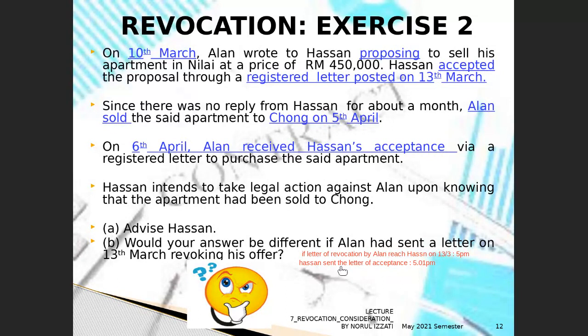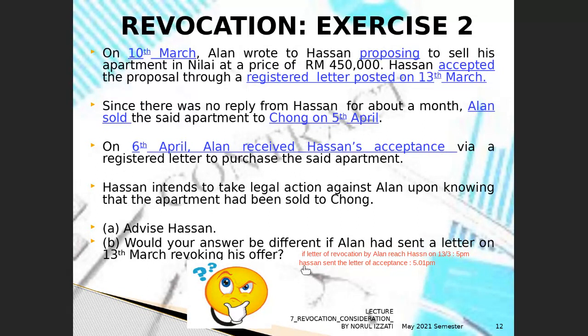This happens nowadays as well. I remember there is a case where the letter had reached the person in the house, so the letter had been accepted by his wife at 5 p.m. You can see when you receive the registered letter, you have to sign, right? And then there is the time, 5 p.m. And then Hassan reached the post office at 5:01 p.m. sending the letter of acceptance, and he also has the record of the time where he sent the letter by post.